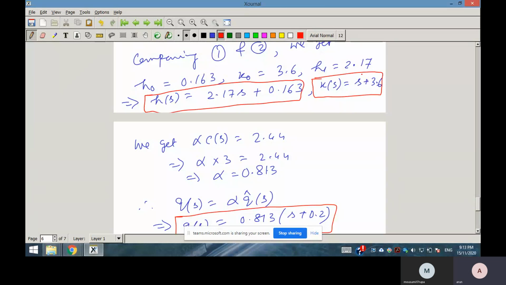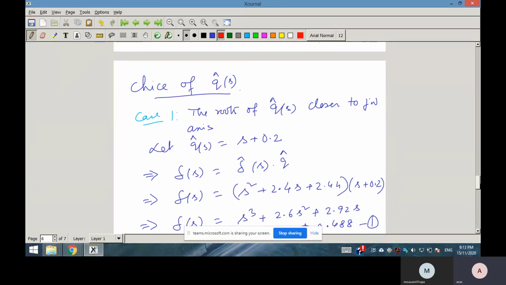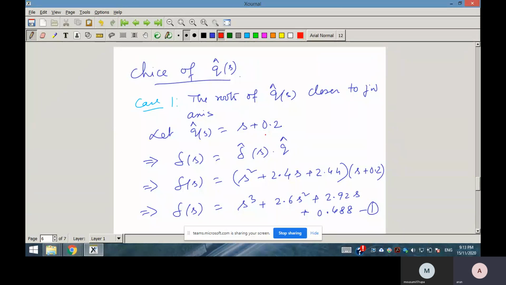Now the question is, one choice I have made, but I do not know whether with this choice the loop transfer function will look like what, or whether the disturbance attenuation will be proper or not, or noise attenuation will be proper or not. All those things we will see.